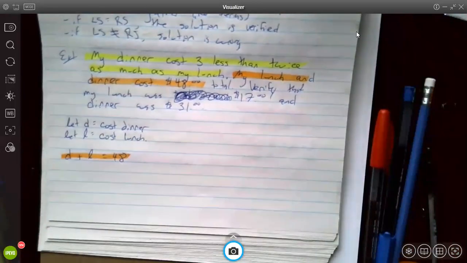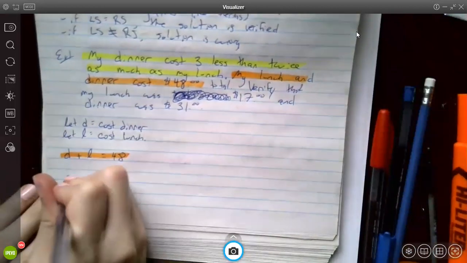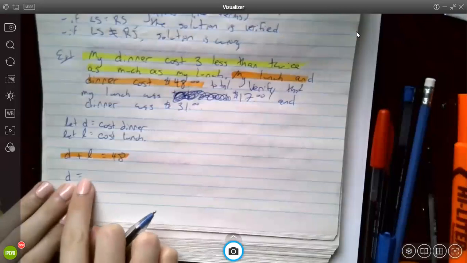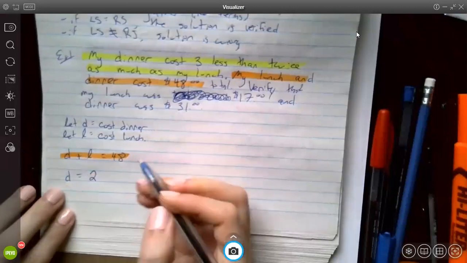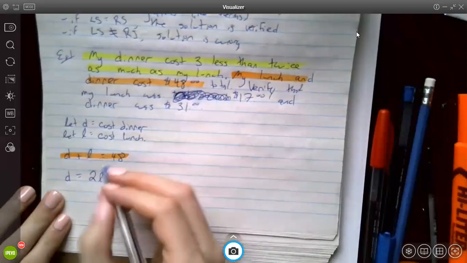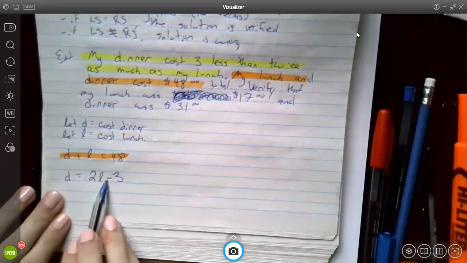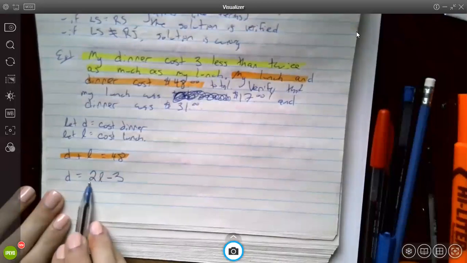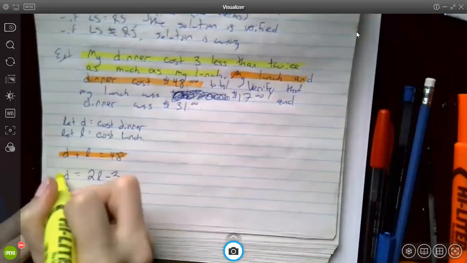The other equation is slightly more complicated. So the cost of dinner, so my dinner, is equal to 3 less than twice my lunch. So twice or 2 times the cost of lunch, and then I show 3 less by subtracting 3. Okay, so my dinner is 3 less than twice my lunch, or double my lunch, or 2 times my lunch. Okay, so that's the other equation.